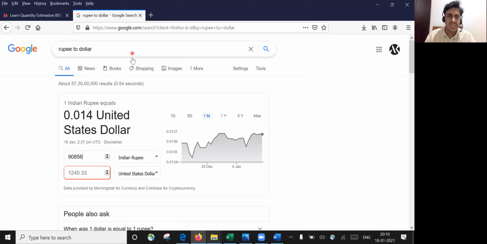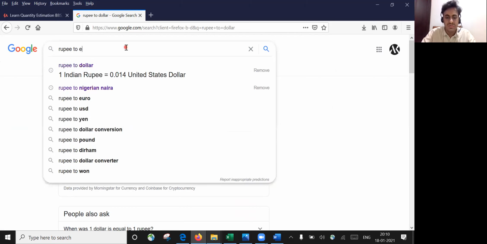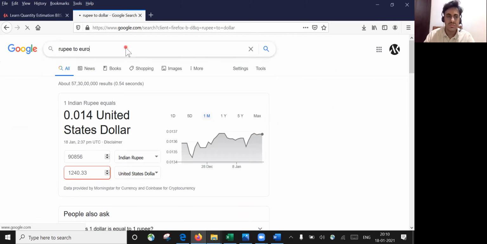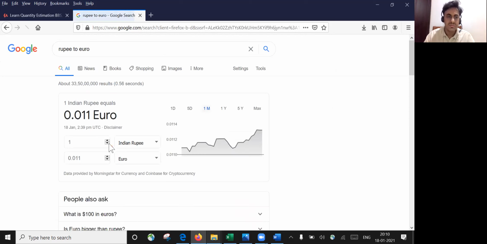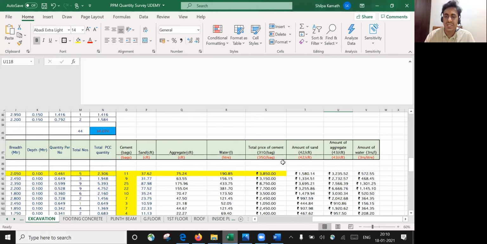Again, if you're from some other country, try to do it on your own. I'll try to convert this to euro now. 90,856 I'm taking. So it comes out to be 1,028 euro. If you are from another country, try to convert it in your own country's currency and find out how much it will cost. But again, these things also change in your country. The price also may change. Try to do that. But whatever method I have taught you, it's the same method all over the world. There might be slight change.